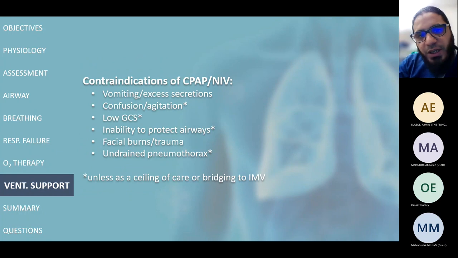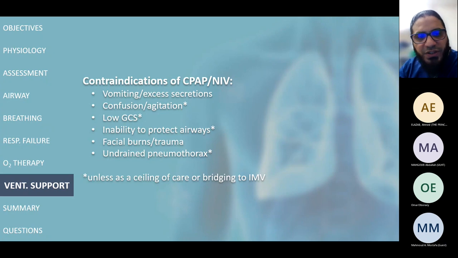What are the contraindications of CPAP and NIV? They need a patient who still can protect his airway. So if the patient is vomiting or has excessive secretion, this is not suitable for him. If the patient is so confused and agitated and has an impending risk of losing his airway at any time, again, the non-invasive measures will not be suitable for him.